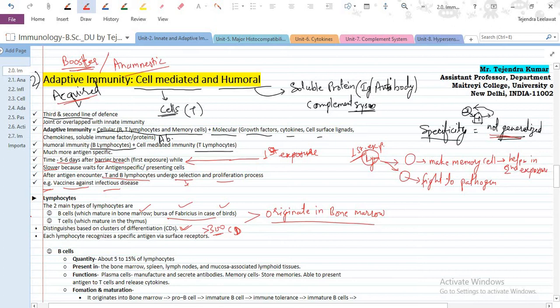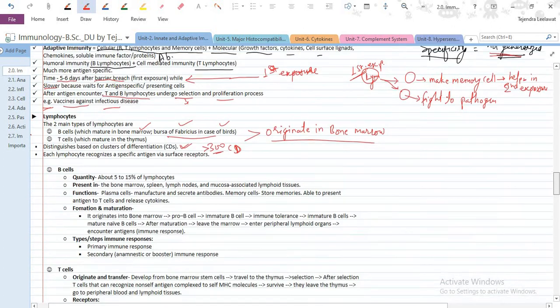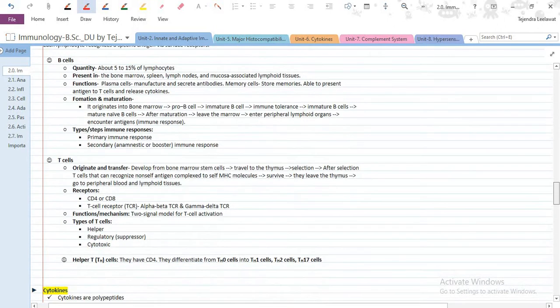There are also some specific proteins which are used for the identification of T cells. Now coming to these cells one by one. First of all, the B cell. B cells, or B lymphocytes, are those cells which are used in humoral immunity.